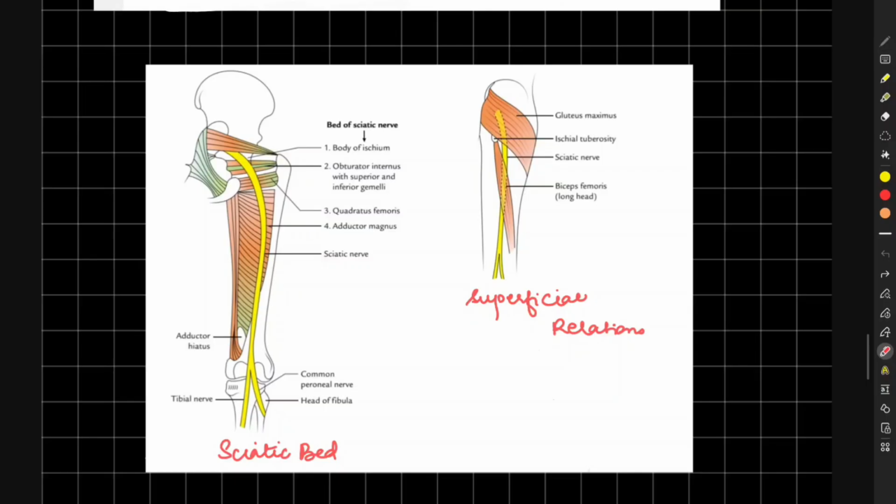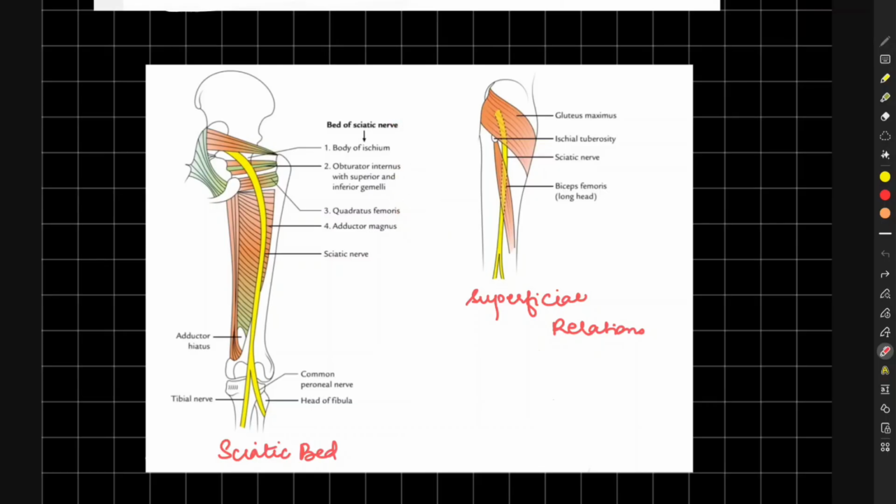Gamellae. See, now if you look at this one, we have the body of the ischium, obturator internus with the two gamellae, quadratus femoris, adductor magnus, and the sciatic nerve. So talking about the anterior relations, I repeat: the body of the ischium, the obturator internus with the two gamellae, the quadratus femoris, adductor magnus, only the upper and the transverse fibers. So these are the anterior relations of the sciatic nerve.